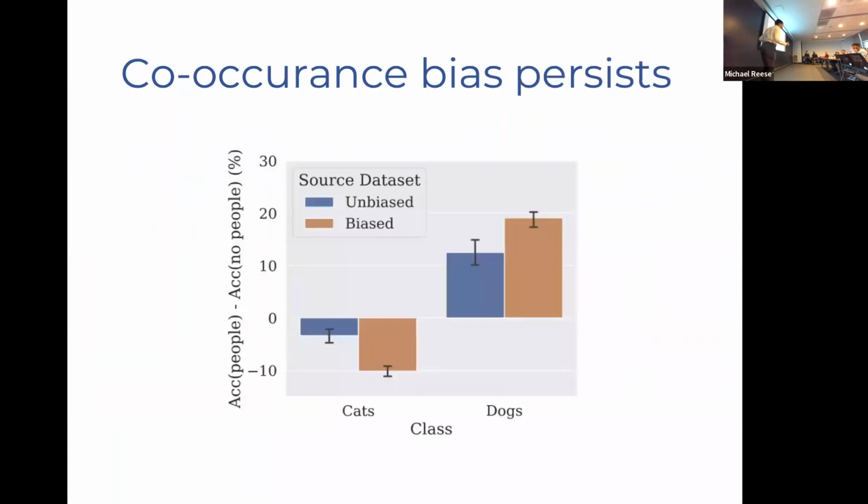And perhaps unsurprisingly, the bias exists. What I'm showing you here is the difference between the accuracy that you get when you have people in the image versus the accuracy that you get when you don't have people in the image. If there was no bias whatsoever, you should be as close to zero as you can. Any deviation from this is a bias inducement. And pretty much what you see here is that what we expected to happen actually happened. When you have people in the image, your accuracy on dogs goes much higher and your accuracy on cats goes much lower.